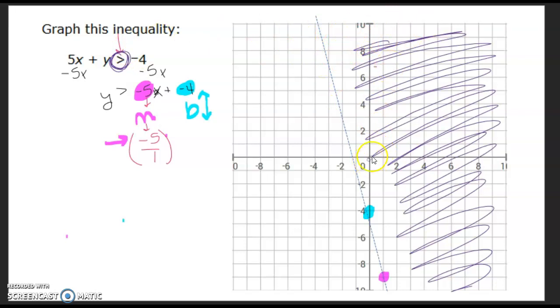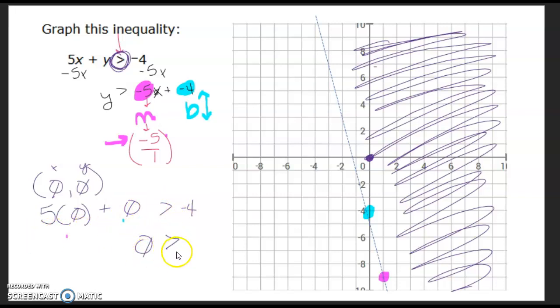So for example, this point right here, this is 0, 0. It's in the shaded area, so it should work. This is my x, this is my y. So instead of 5x, I did 5 times 0, plus, instead of y, I'm also going to put 0, is greater than -4. 5 times 0 is 0, plus 0 is just all zeros. Is 0 greater than -4? If that is a true statement, then we shaded the correct side of the line. So we did good.